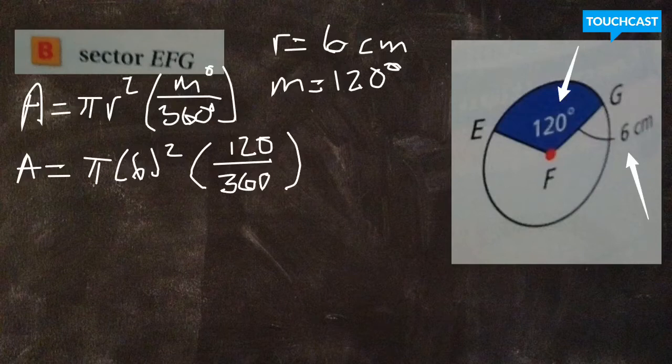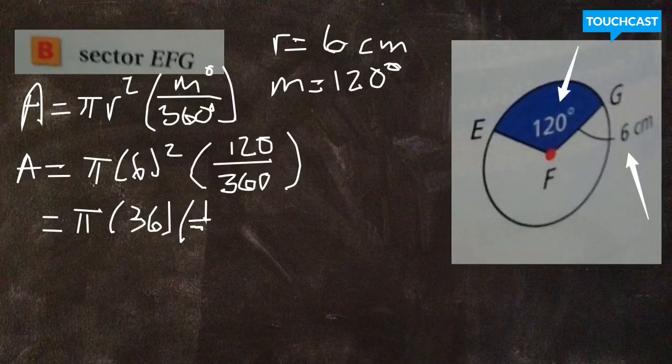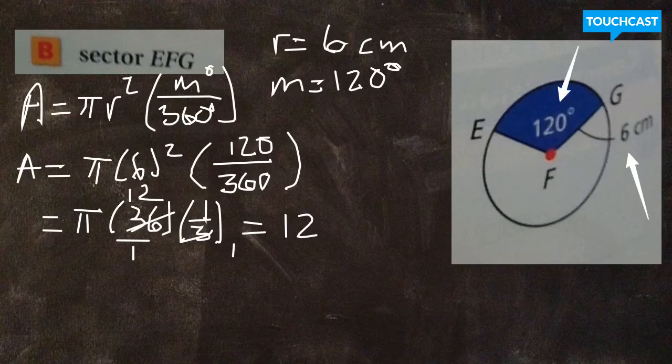So we know that 6 to the power of 2 is 36, so we have pi times 36. And we can simplify 120 over 360 right away. And 120 over 360 will simplify to 1/3. Now we can multiply 36, or 36 over 1, by 1/3, and we know that 36 and 3 will both reduce. 3 will reduce to 1, 36 will reduce to 12. So in terms of pi, our area is 12 pi centimeters squared.